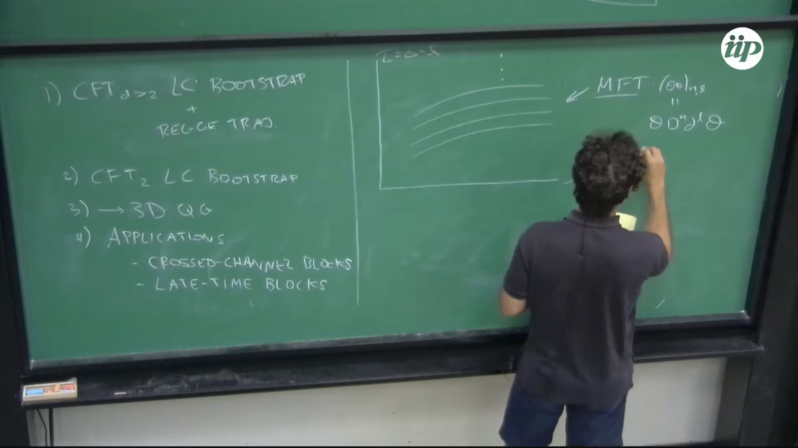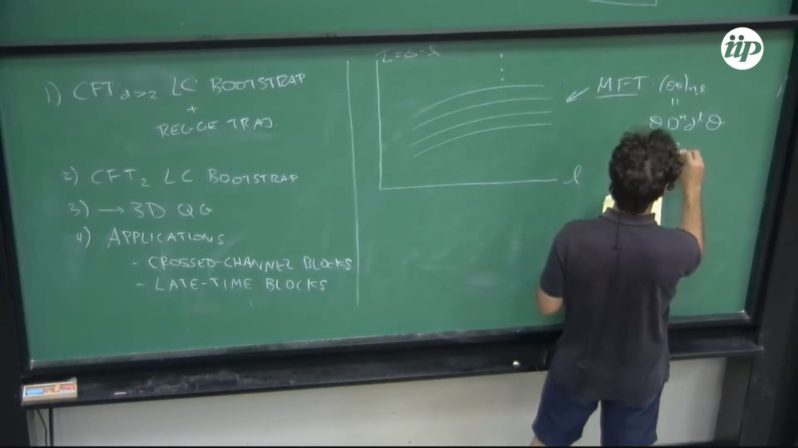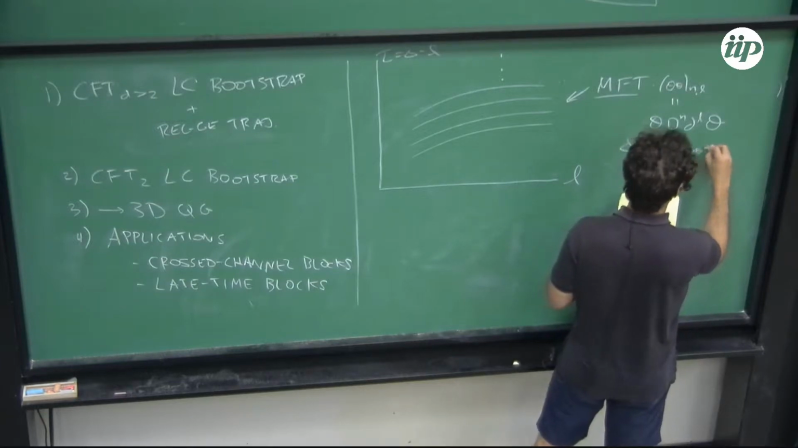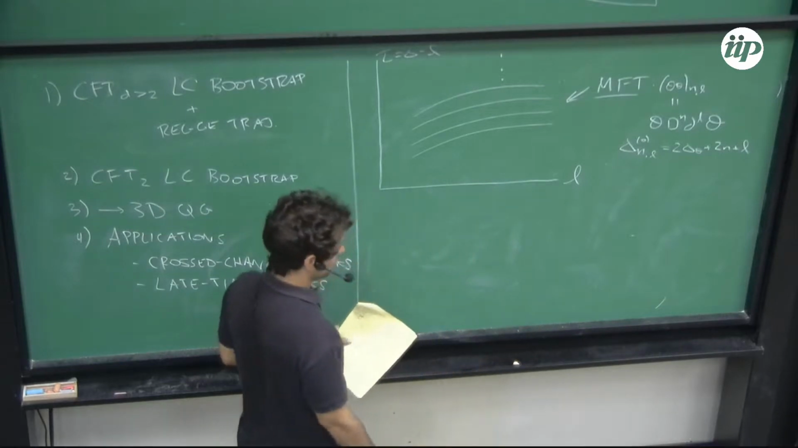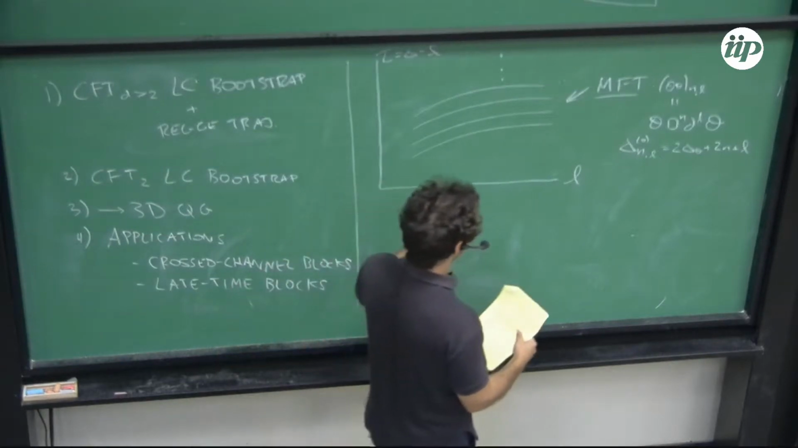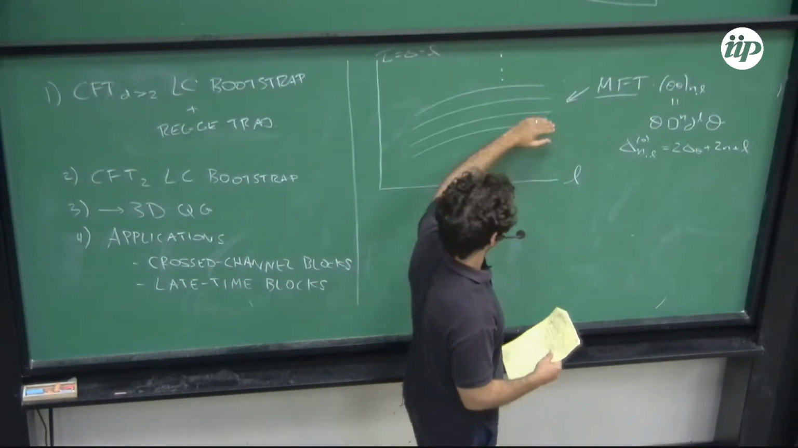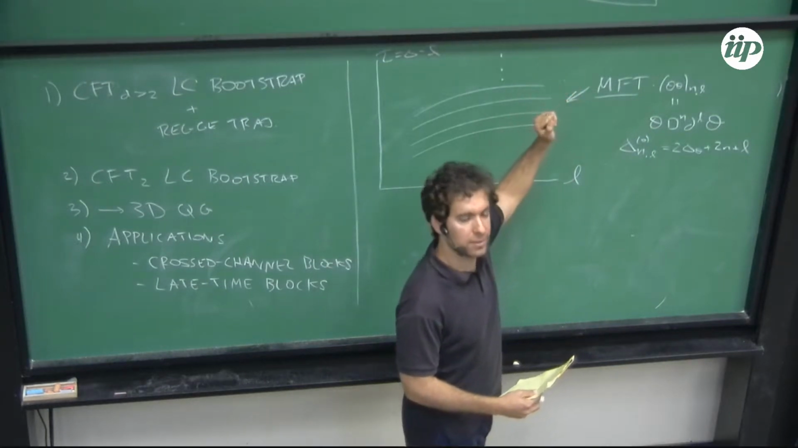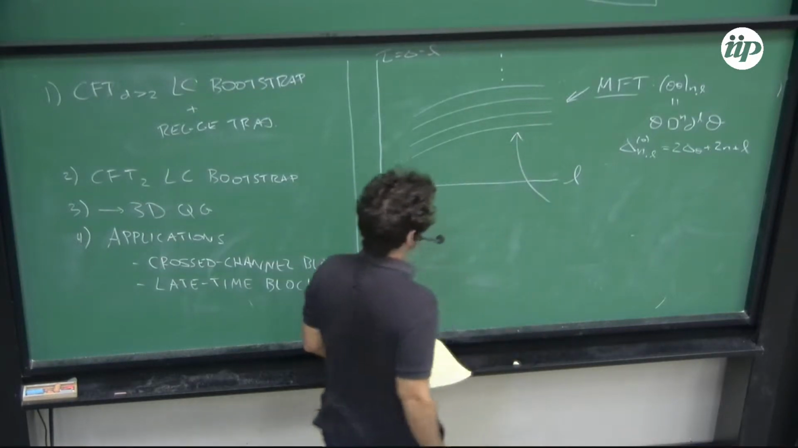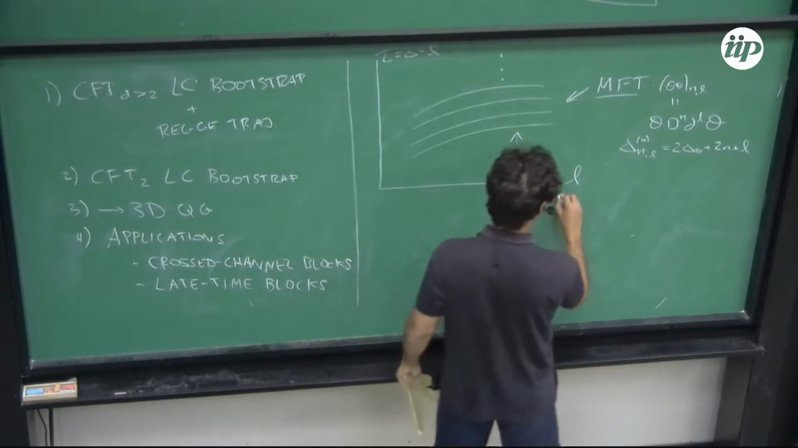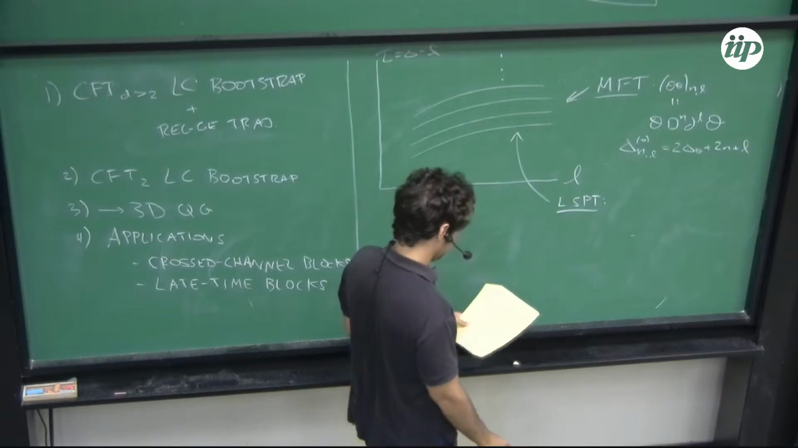So the dimension of these double twist operators in pure mean field theory is just this. And the statement is at large spin, every CFT has operator trajectories which asymptote to these twists. So these are labeled by n, starting from 0 and going up.